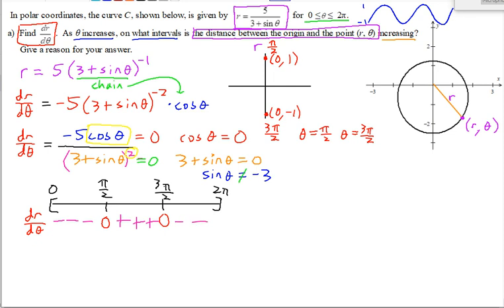So this shows us that the original function r, which is what we're trying to find, is increasing or decreasing. When the derivative is negative, r will be decreasing, then increasing, and then decreasing. You can see in this case it asks for the increasing intervals. In this case there's only one.